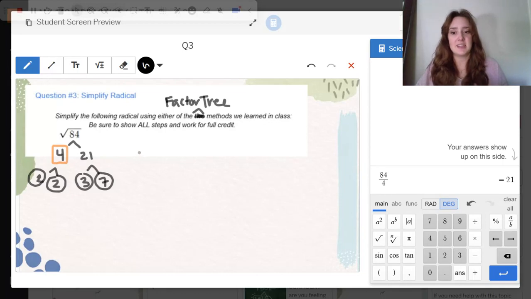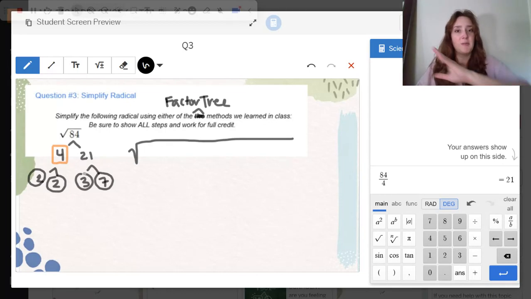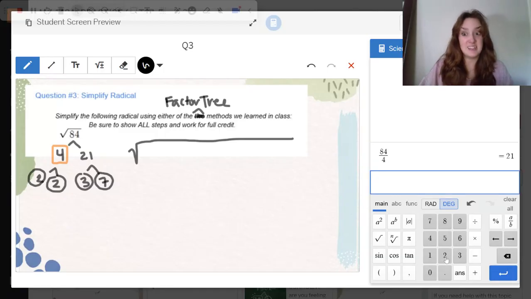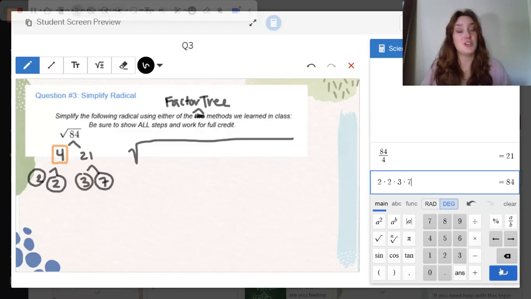All right, next step that we learned in class is we're going to rewrite the radical sign, and we're going to list out all of those prime factors. Let me just double check before we do that that all those prime factors do give us 84. It's always good to check our work. So 2 times 2 times 3 times 7, yep, 84. I highly recommend checking on your exam too.